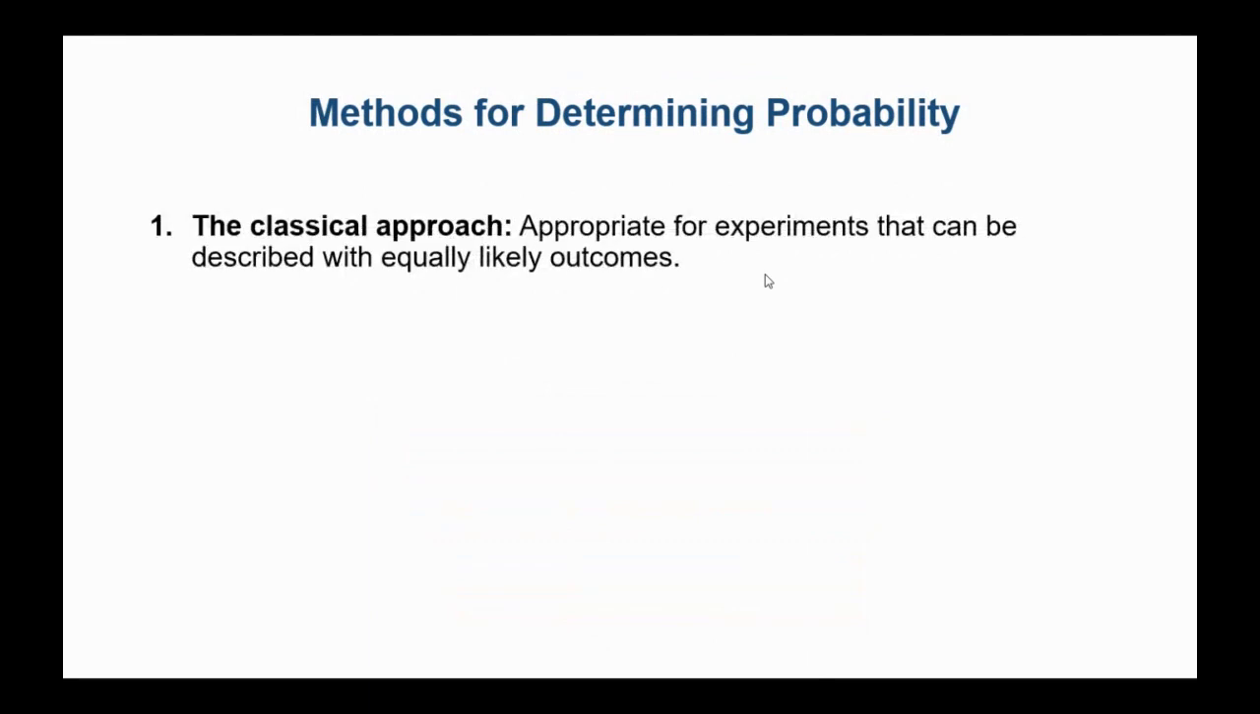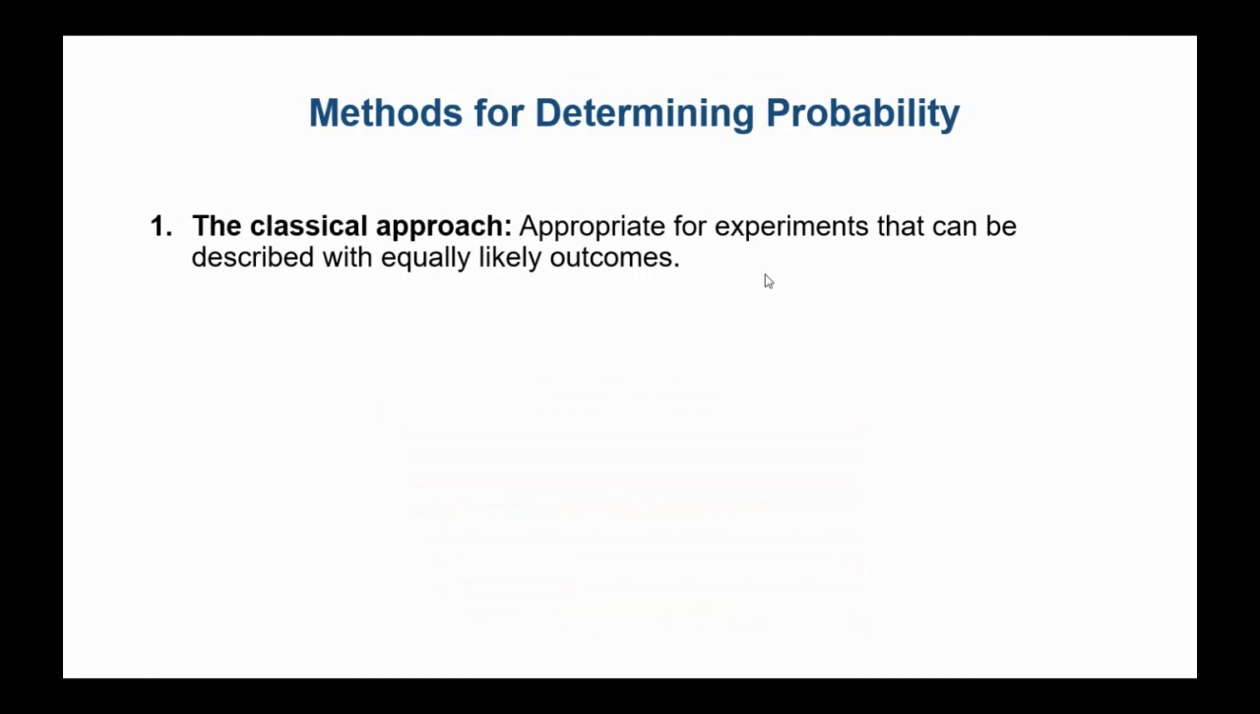So we would pick the classical approach if the experiment can be described with equally likely outcomes. So rolling a pair of dice, drawing a card from a deck that's not a stacked deck, flipping a coin. Stuff like that, the classical approach would work. They have equally likely outcomes.